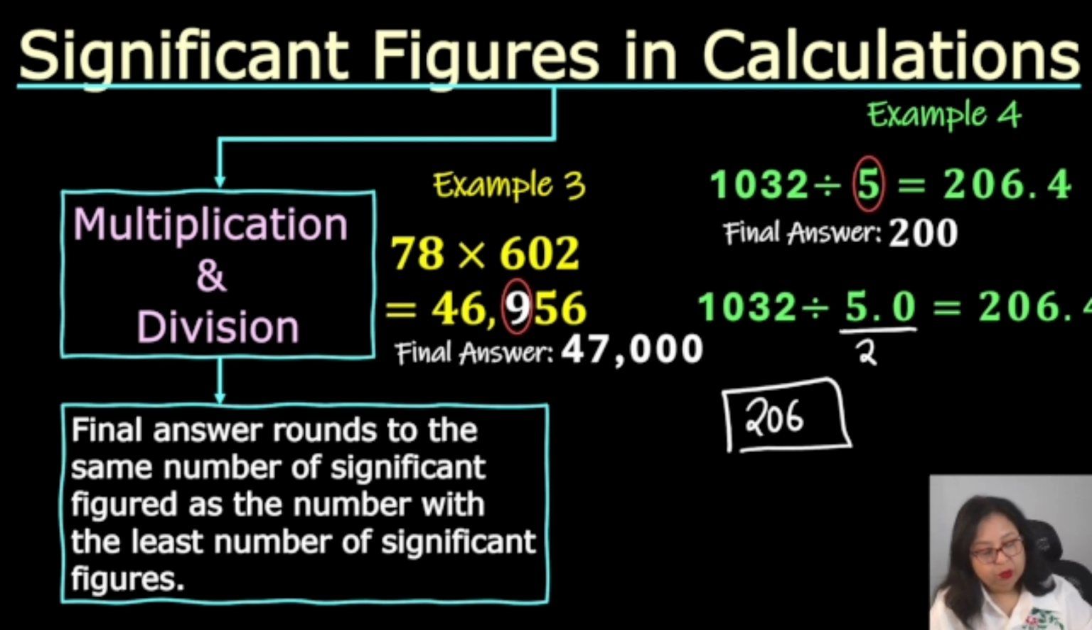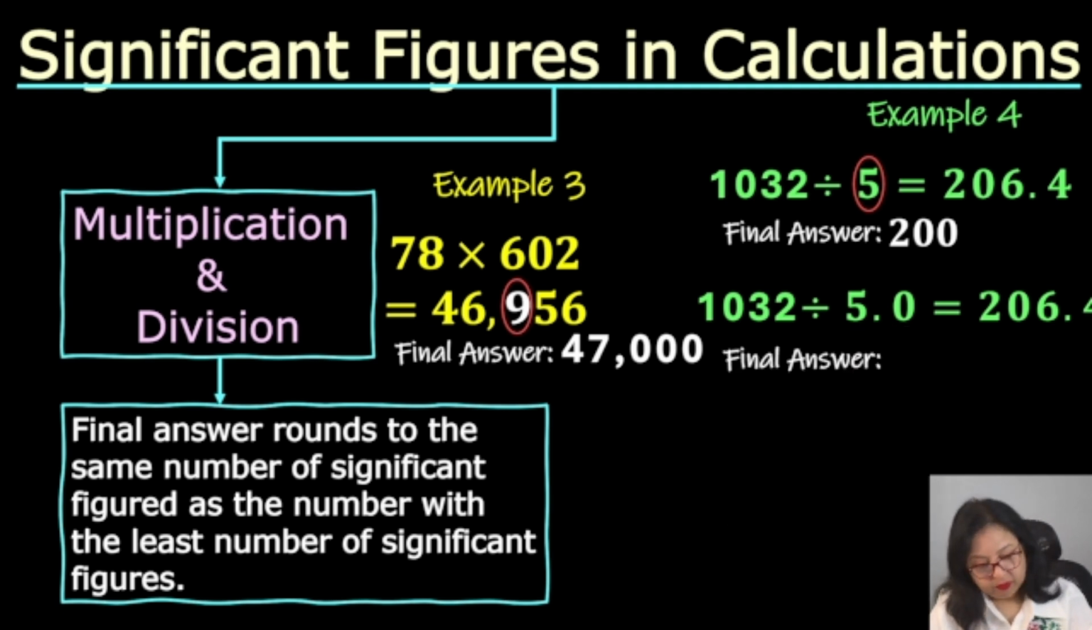Now look at this number, 206. 206 has 3 sig figs. We want 2 sig figs. So we want to keep the first 2 digits as non-zero, and everything after that will be 0. So look at this last digit. It is 6, which is greater than 5. That means the digit to the left of it will round up. So it will become 210. That would be your answer. Final answer is 210.